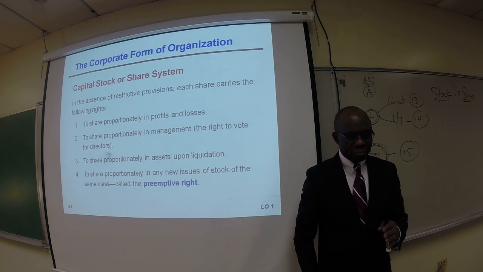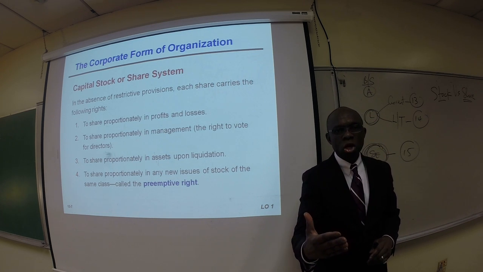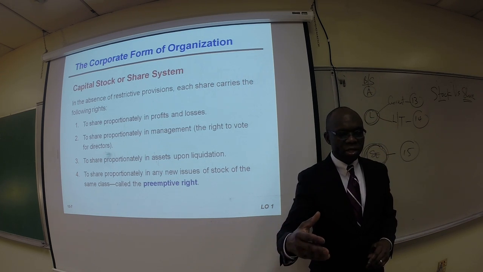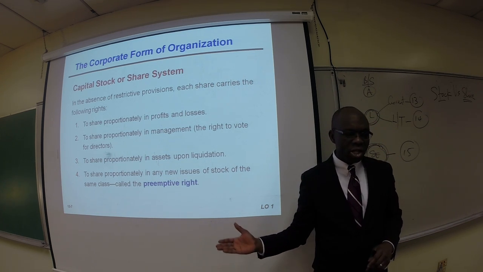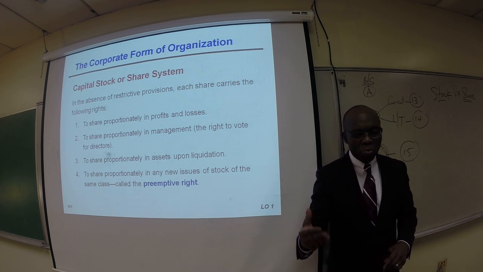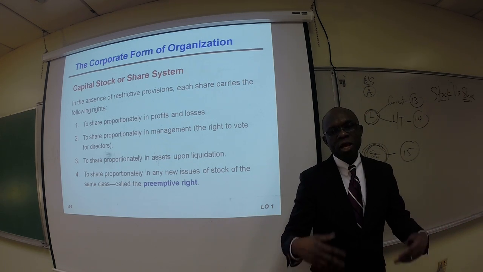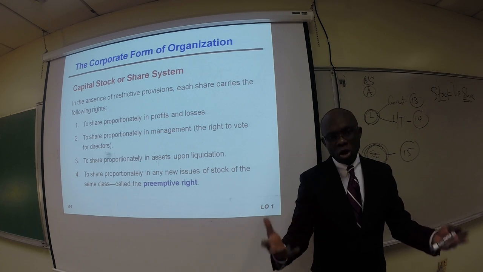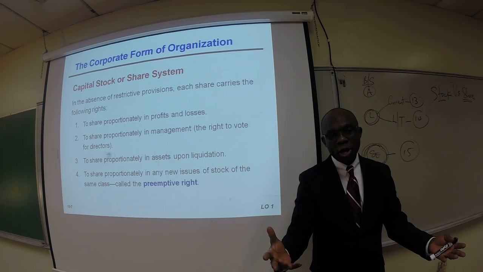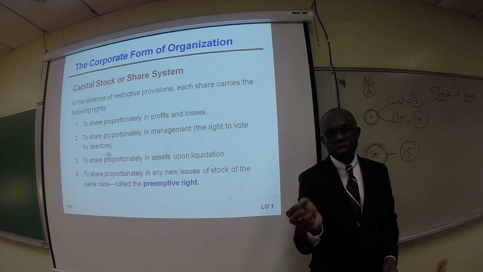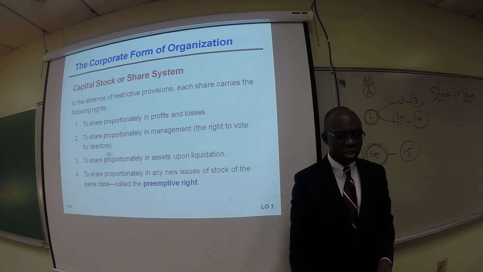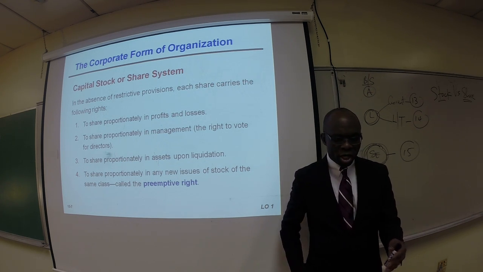So basically, by the time you buy a company stock, obviously you are entitled to some rights. And here are some of the rights. Number one, to share proportionately in profit and losses, meaning when the company makes profit and part or all of the profit is distributed to the owners, then you get a piece of it based on your ownership percentage. Number two, to share proportionately in management.